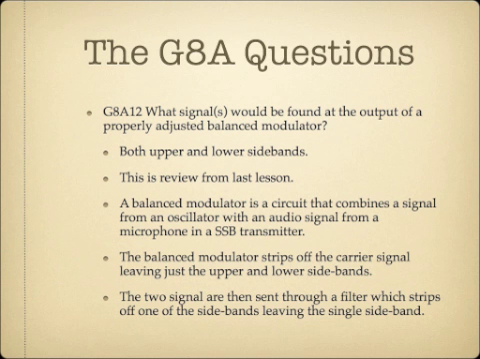What signals would be found at the output of a properly adjusted balanced modulator? And the answer is both upper and lower sidebands. And this is a review from a couple lessons ago in that block diagram of a single sideband transmitter.